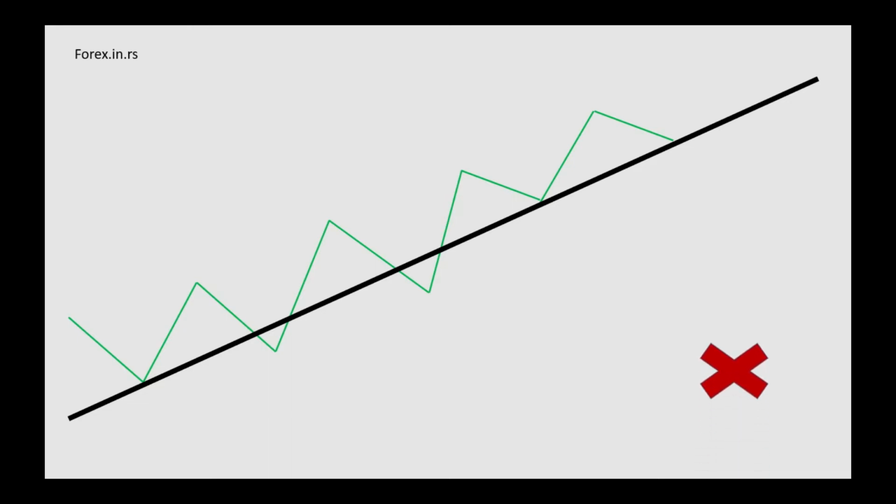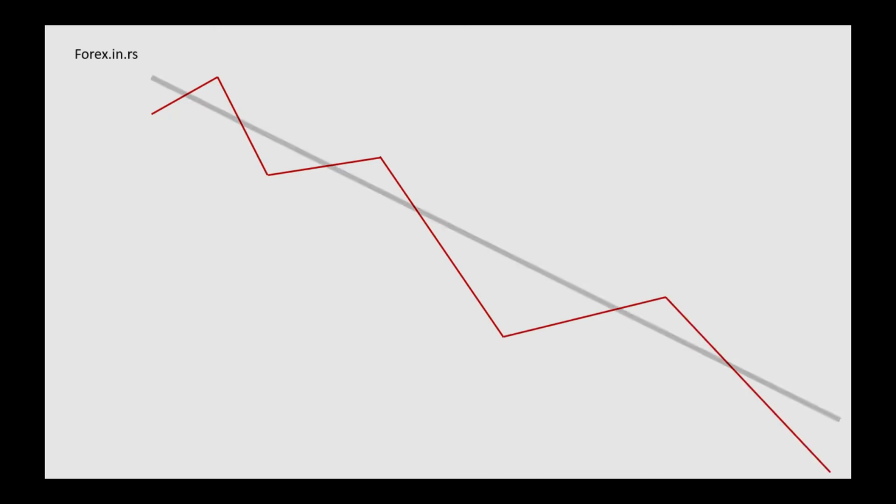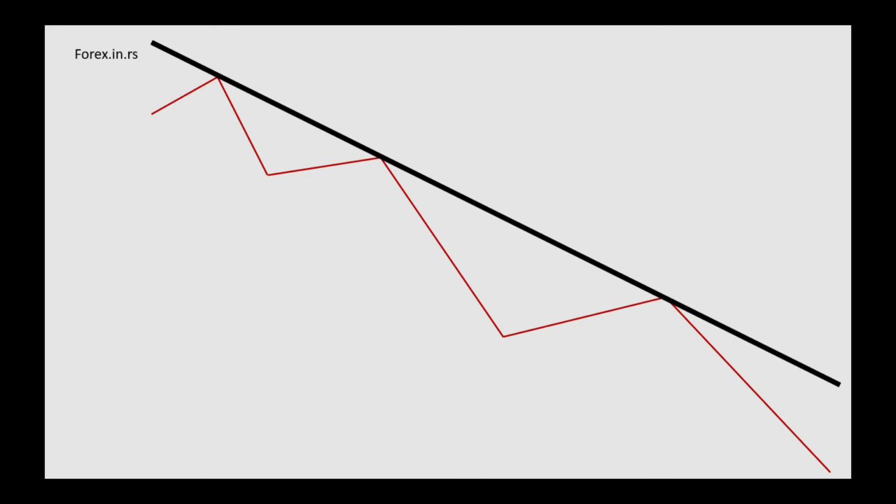The same thing we can do when we draw a bearish trend line. For example, we have a bearish trend, as you can see. Now we can draw a trend line. You can see that we connect highs, peaks, 1, 2, and 3. This is a valid trend line because we connected 3 highs.